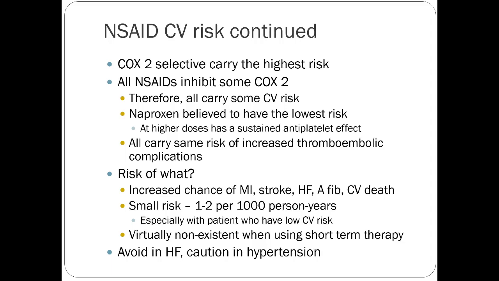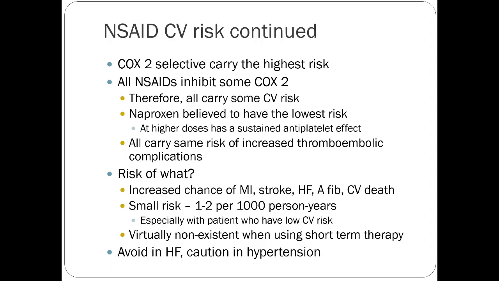So you might read articles from time to time say, oh, everyone who takes ibuprofen is at risk of a heart attack. It's really not true at all. In fact, a lot of them have quite low risk when looking at the evidence we have available to us. And again, millions of people take these, so we have pretty decent pools of evidence to pull from. Naproxen is thought to have the lowest risk, and actually at higher doses it can have a sustained antiplatelet effect. So whatever effects the COX-2 is causing to increase thromboembolic complications, the antiplatelet effect might counteract that to a certain degree. However, they all technically carry that risk.